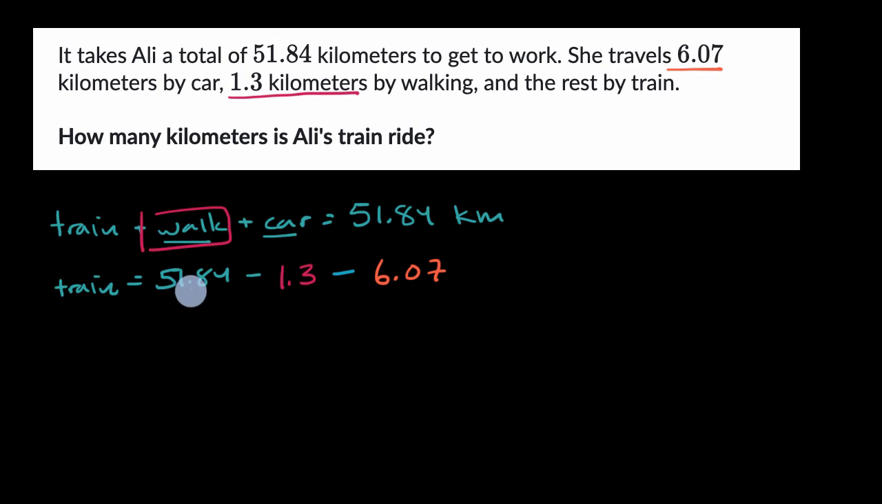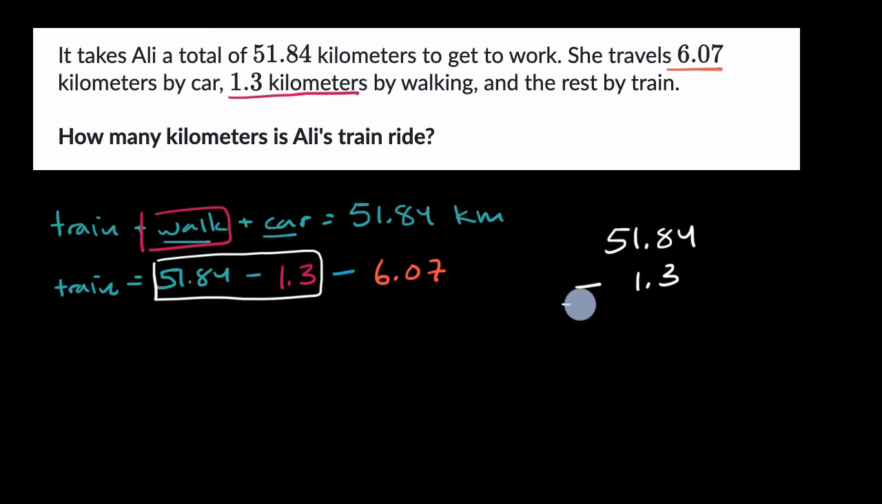So let's do that. Let's first subtract the 1.3 and then let's subtract the 6.07. So if I first try to calculate this part right over here, I have 51.84 minus, make sure to line up the place value, 1.3. All right, 4 hundredths minus 0 hundredths is 4 hundredths. 8 tenths minus 3 tenths is 5 tenths. And then 1 minus 1 is 0, and then 5 minus 0 is 5. So this right over here is 50.54 kilometers.